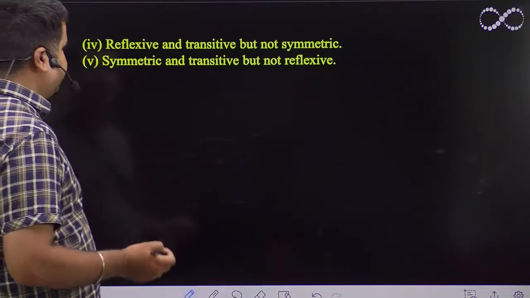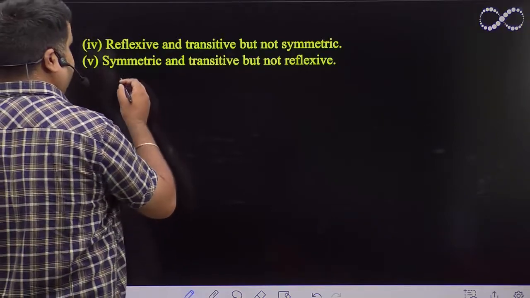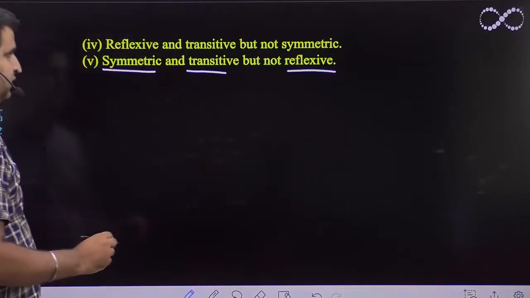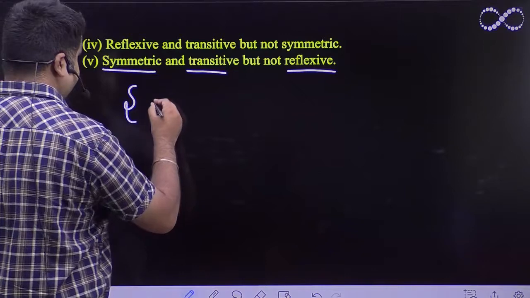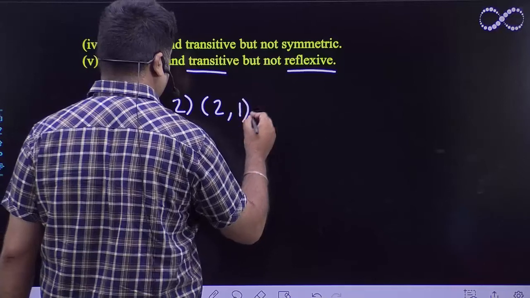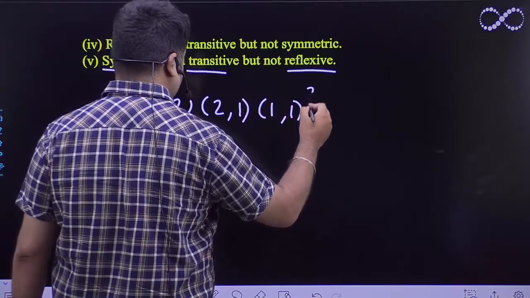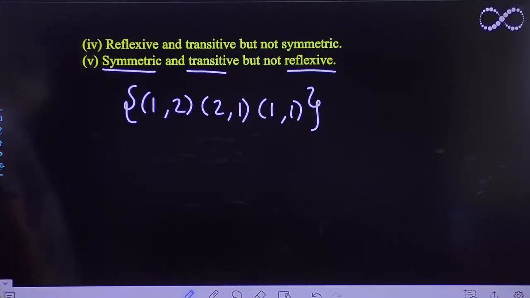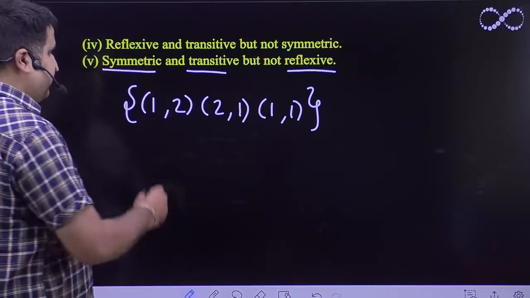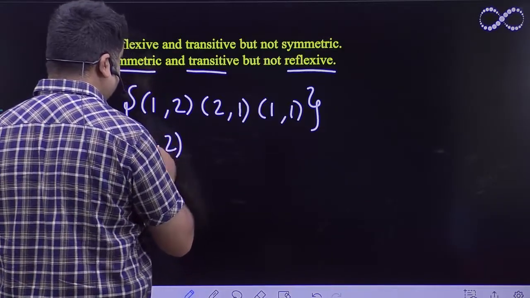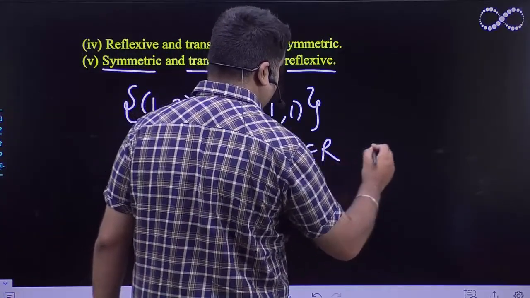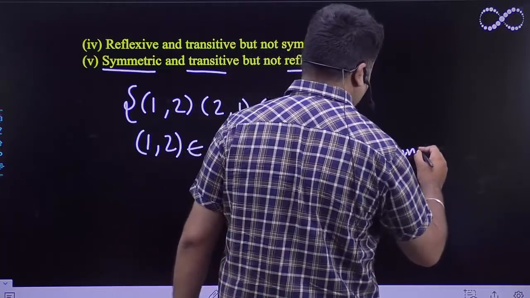So let's check for the fifth part, which is we have to check for a relation. We have to take an example such that relation is symmetric and transitive but not reflexive. So we'll take a simple example. Let's say we have 1, 2, 2, 1 and 1, 1. So this is a pretty simple example, right? 1, 2 is there, 2, 1 is there. Therefore, this is a symmetric relation. So 1, 2 belongs to R, 2, 1 belongs to R. Therefore, this is a symmetric relation.